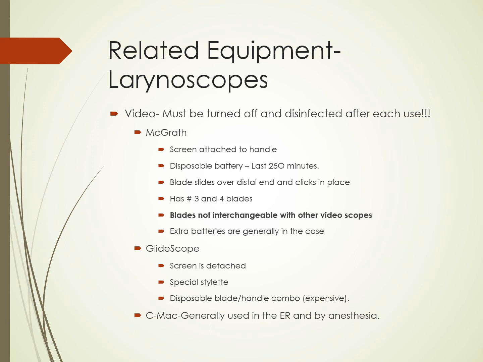We used to use what's called a UE scope, and we occasionally would have newbie intubators who grabbed the wrong blade, the wrong scope, etc. Extra batteries are generally found in the case. The C-MAC scope, the screen is attached. I'll show you a photo a little later on in this presentation. A special stylet, disposable blade, handle. They're expensive too. The C-MAC is more of a curve to it. Our anesthesiologists typically will show up to the units with their C-MAC.